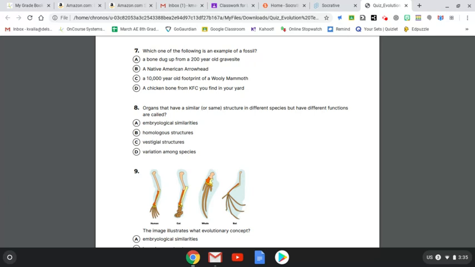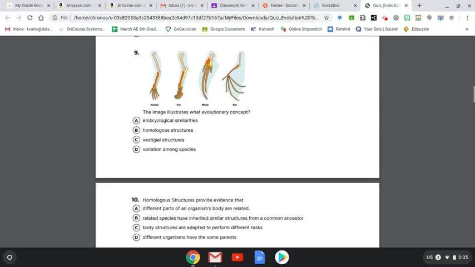Number 8, organs that have a similar or same structure in different species but have different functions are called blank. Is it A, embryological similarities, B, homologous structures, C, vestigial structures, or D, variations amongst species?